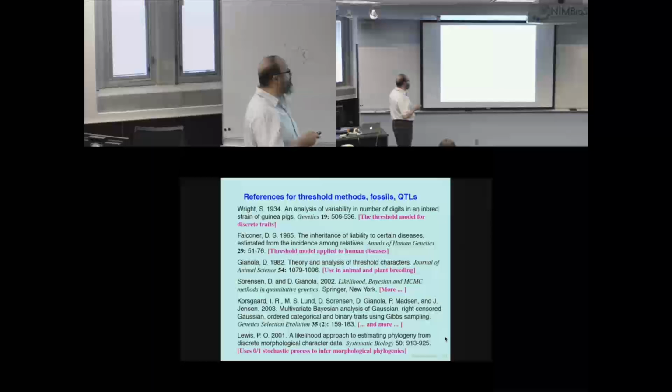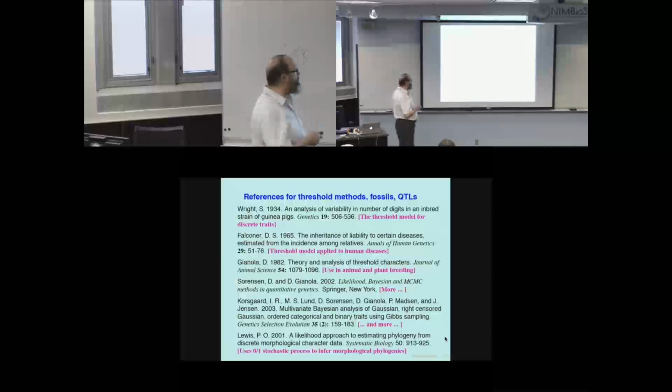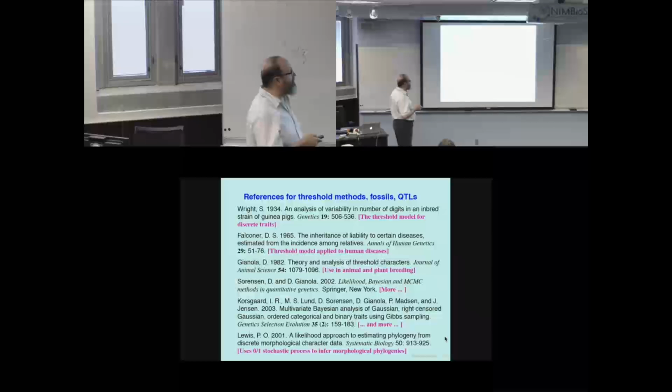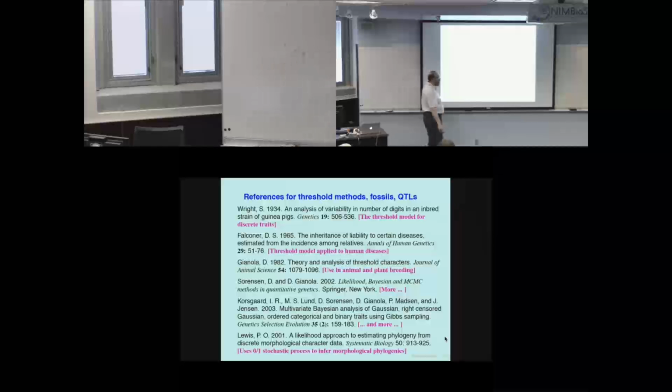Douglas Falconer in 1965 used the model to model susceptibility to diabetes, to juvenile onset, type 1 diabetes, and look at incidences in relatives of different degree. That was a major republicizing of Wright's model. And then animal breeders have picked up on this already.